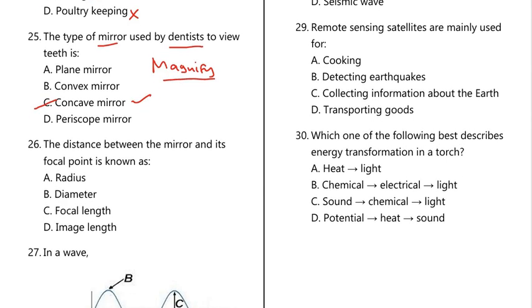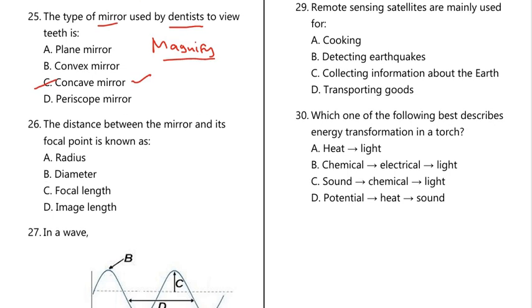26. The distance between the mirror and its focal point, the principal focus. This is our mirror in the case of a concave, and then we have the principal focus and the center of curvature. Now we have P, the pole. This distance here we call the focal length.